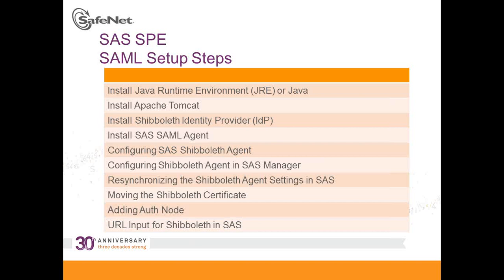First thing is we're going to install the Java runtime environment. We're going to install Apache. We're going to install Shibboleth, the IDP. We're going to install the SAS SAML agent. We're going to configure the SAS Shibboleth agent. We're going to configure the agent within the manager. We're going to resynchronize the Shibboleth agent settings in SAS. We're going to move our certificate from the Shibboleth server to the SAS server. We're going to add an auth node, and we're going to update some settings within SAS itself.